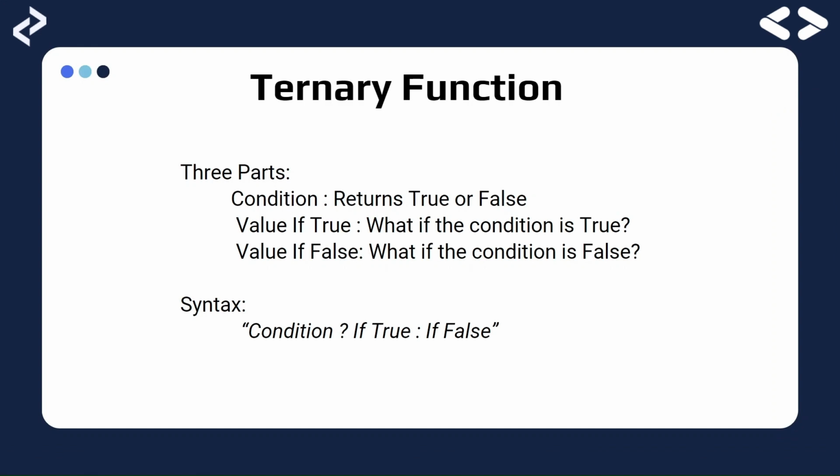So that's a quick recap. This is basically the syntax of the ternary function: condition, question mark, value if true, colon, value if false. Okay, then moving on.